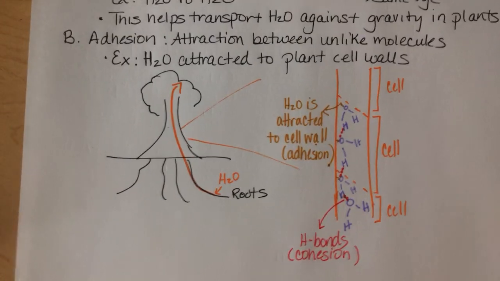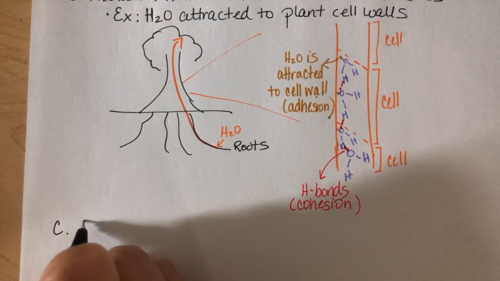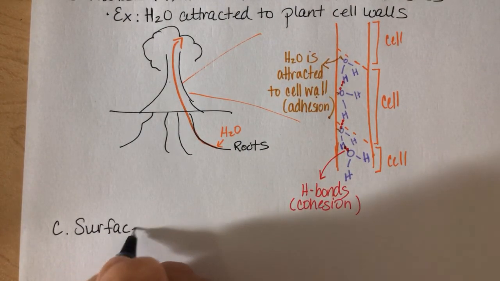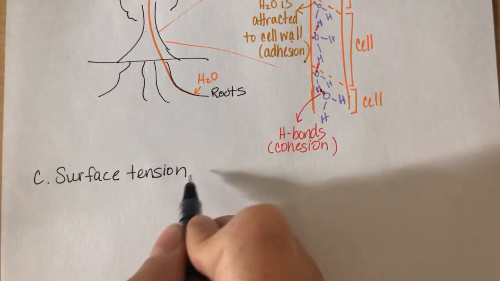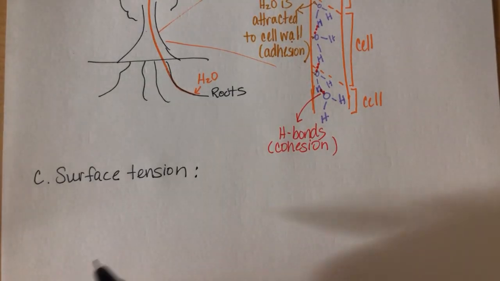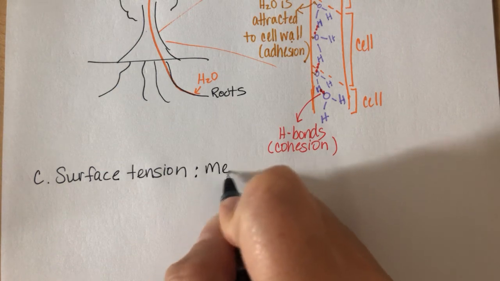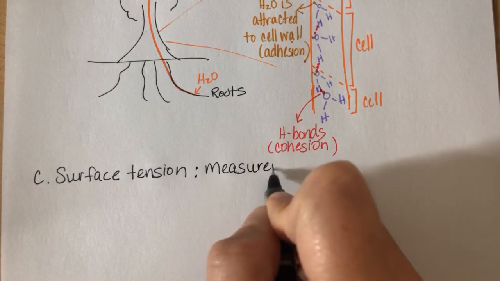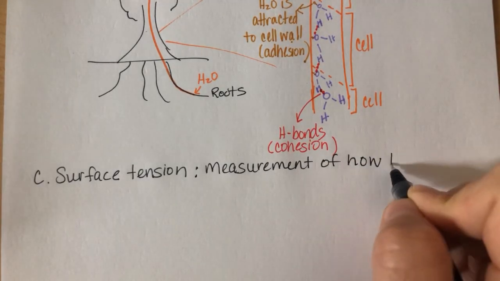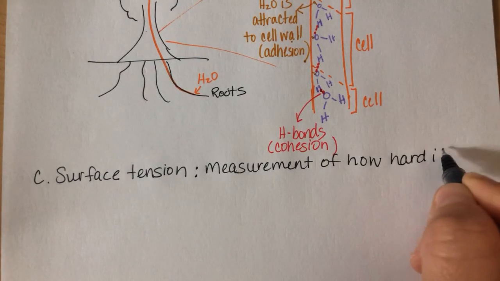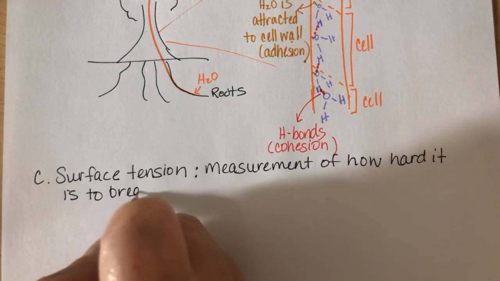So let's see here. We were on B. Let's do C, which is surface tension. Surface tension, let's define it as a measurement of how hard it is to break the surface of a liquid.